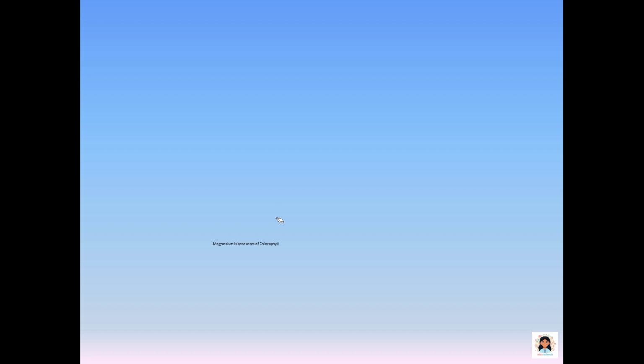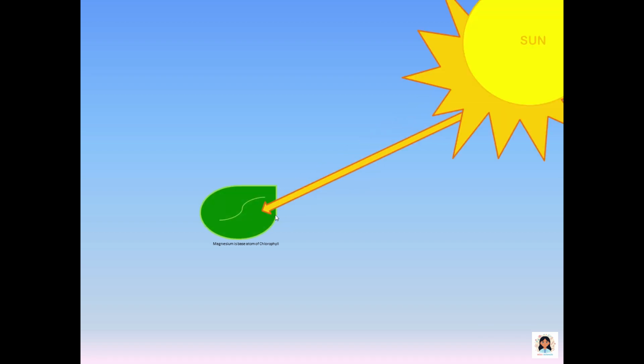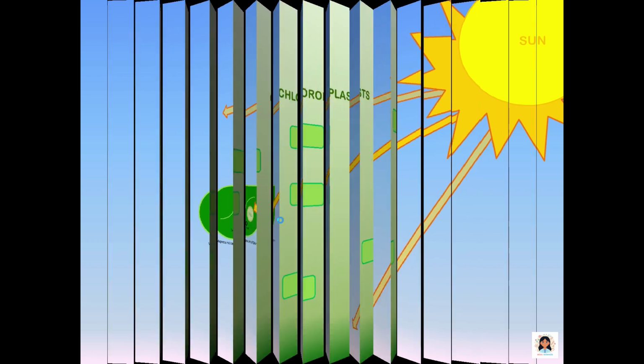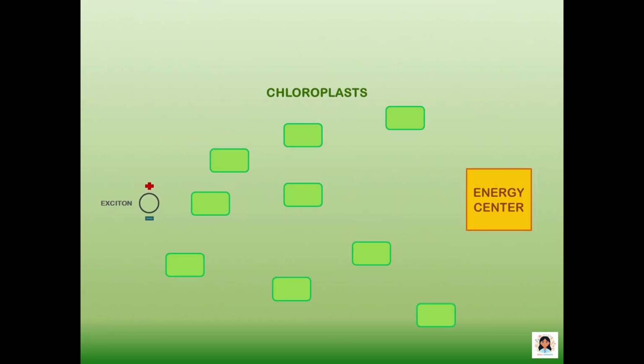So let us begin. Now the sun rays hit the leaf. On the magnesium atom, they usually hit on the chlorophyll. This magnesium atom releases the exciton. This exciton is in an activated or excited state and carries a lot of potential energy. So, to use this potential energy, it has to get to the energy center. But there's a problem. It's like a big maze, a large undivided maze where you don't even know where to look.